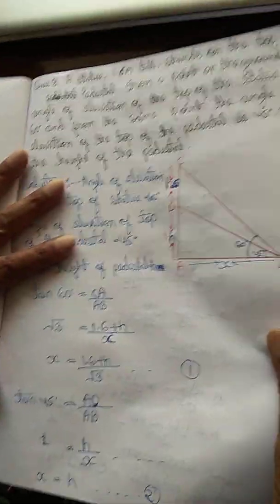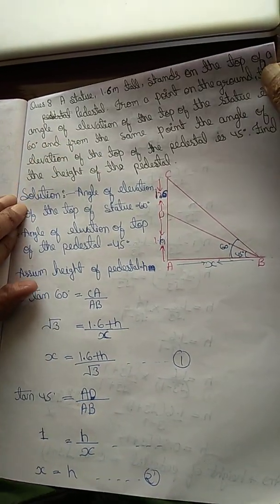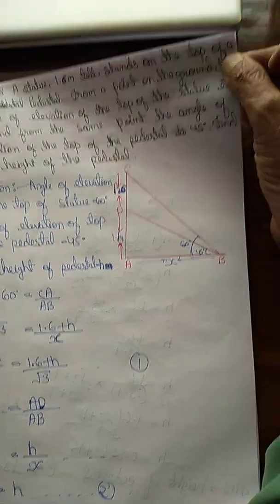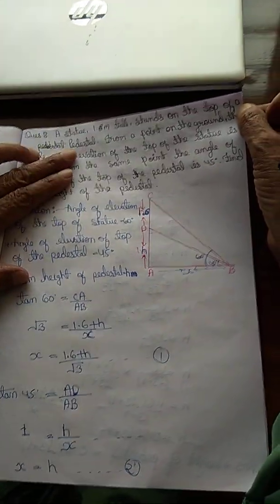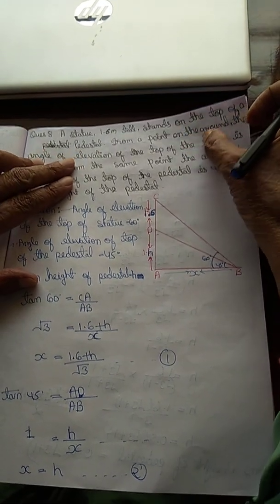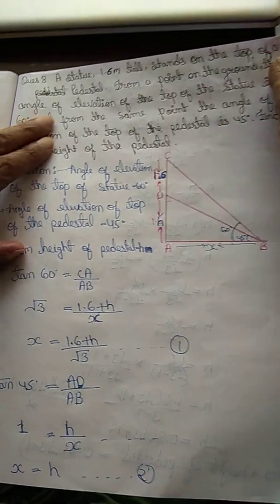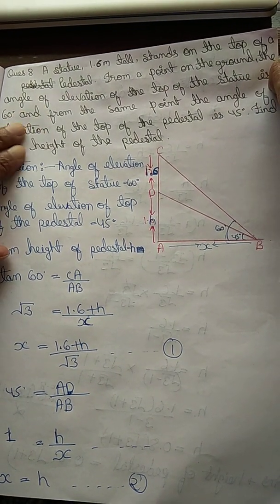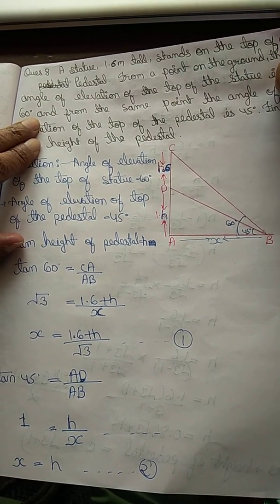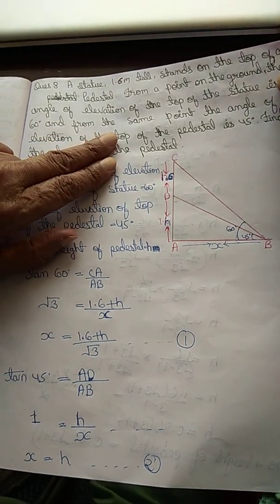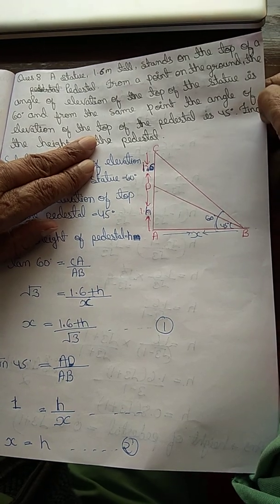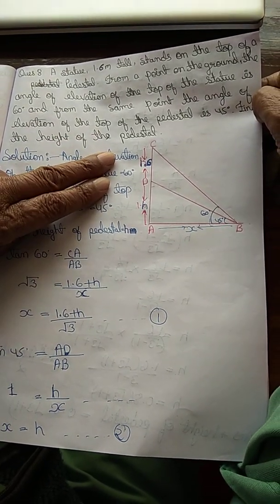Now question number 8. A statue 1.6 meter tall stands on the top of the pedestal. From a point on the ground, the angle of elevation of the top of the statue is 60 degrees and from the same point the angle of elevation of the top of the pedestal is 45 degrees. Find the height of the pedestal.